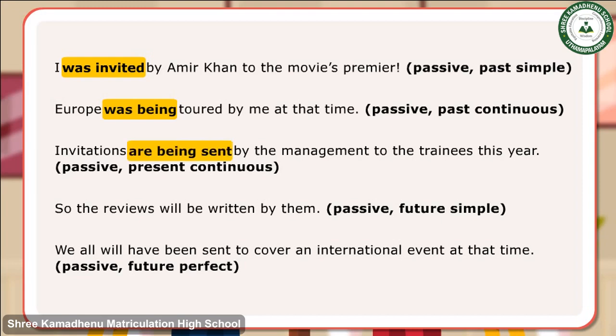Invitations are being sent by the management to the trainees this year. Passive present continuous. So the reviews will be written by them. Passive future simple. We all will have been sent to cover an international event at that time. Passive future perfect.